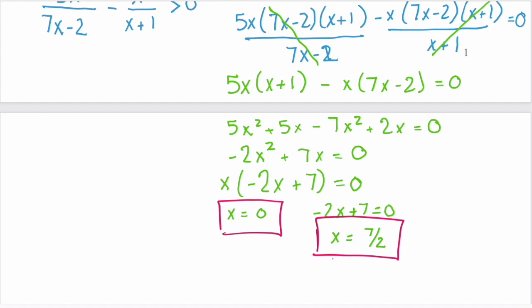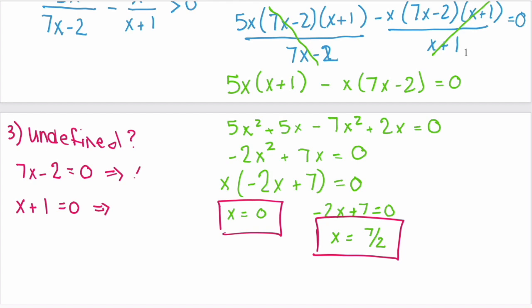Now, step 3 is asking us to find the other critical values. So those are whenever this rational expression is undefined. So undefined is whenever a denominator is 0, or 7x minus 2, our first denominator, equals 0, or the denominator x plus 1 equals 0.